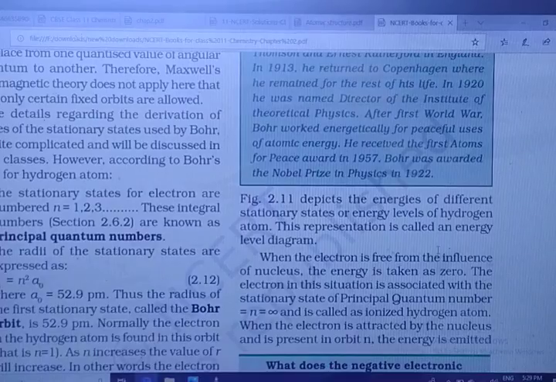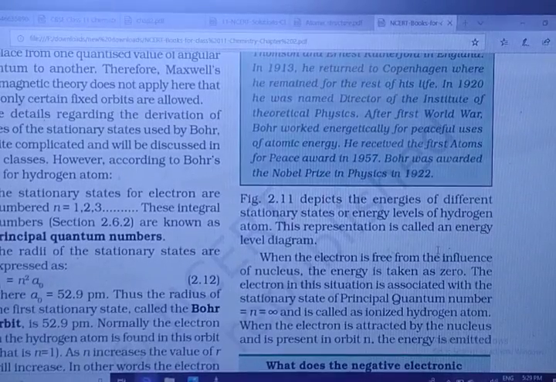What is known as an ionized hydrogen atom? When the electron is attracted by the nucleus and is present in the orbit, then the energy is emitted. As you know very well, electrons are attracted by the nucleus because electrons are negatively charged and protons are positively charged.